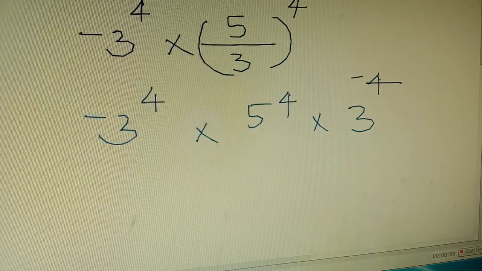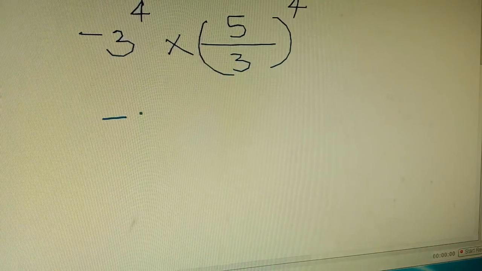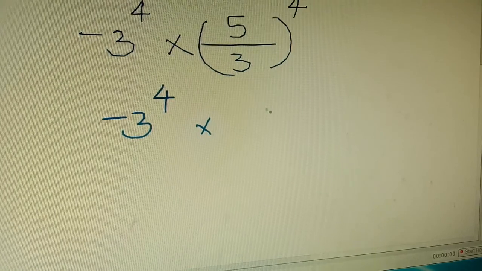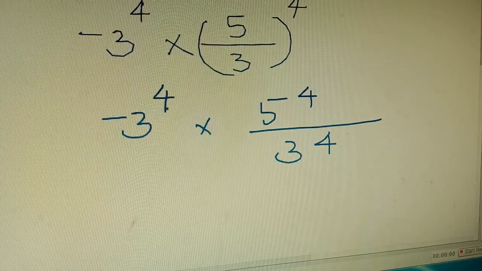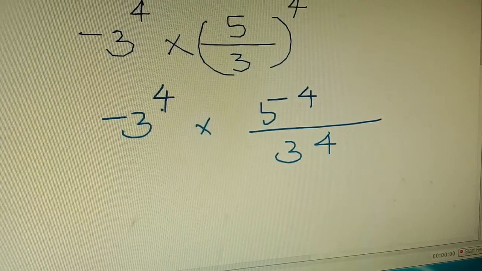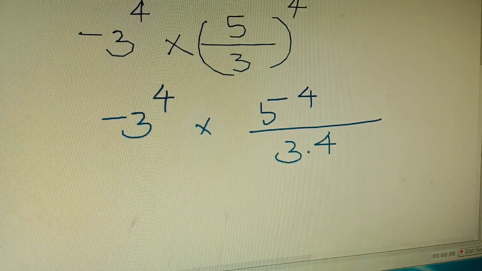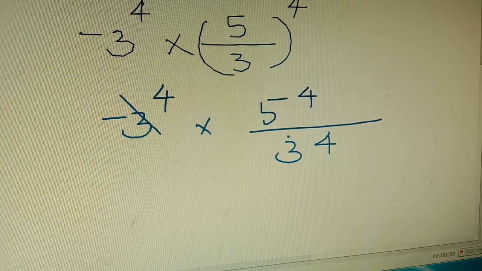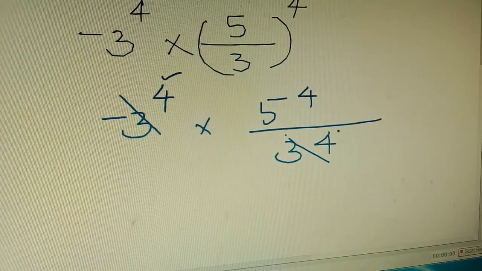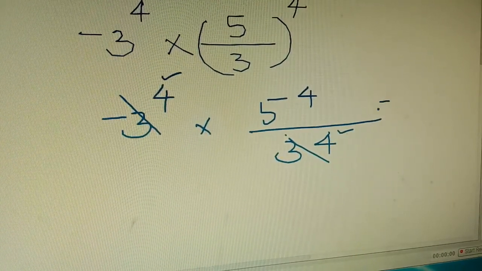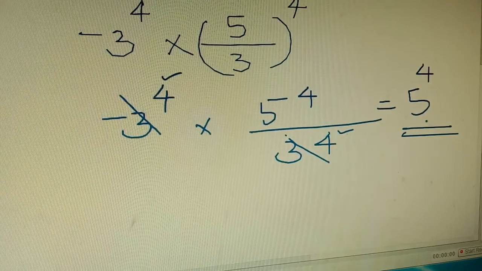Then in some more simplified form, you listen. We can write it as minus 3 to the power 4 times 5 to the power 4 divided by 3 to the power 4. Then minus 3 to the power 4 and 3 to the power 4 are same, because a negative number to an even power is same as the positive number to the even power. So we can cancel them, because here the power is 4, which is even. So remaining there is only 5 to the power 4. So the answer is 5 to the power 4.